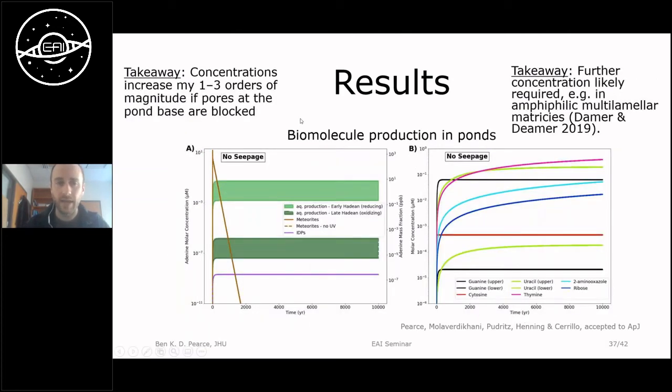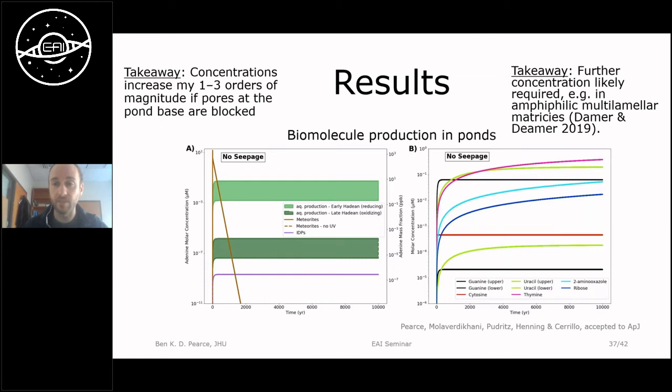Well, one idea we had, and this is the original hypothesis by David Deamer and Bruce Damer, is what if your pond was clogged? What if the pores at the base of the pond were clogged up by something like amphiphiles? So for instance, meteorites deliver fatty acids to ponds. These amphiphiles can connect together to form matrices, and they could block any biomolecules in the dry phase from seeping through those pores in the base of the pond.